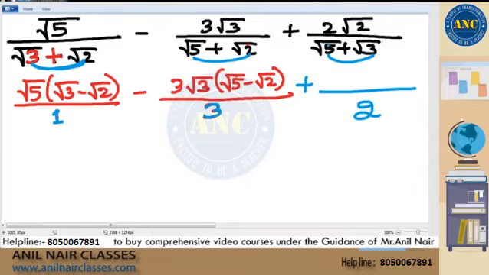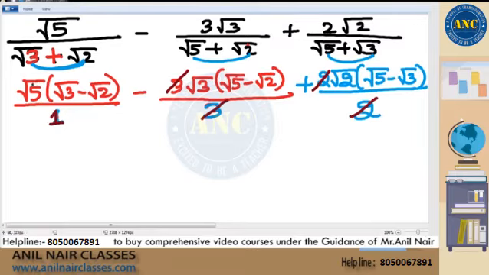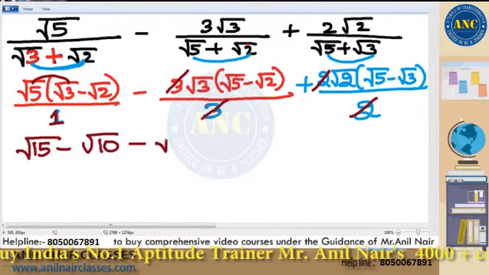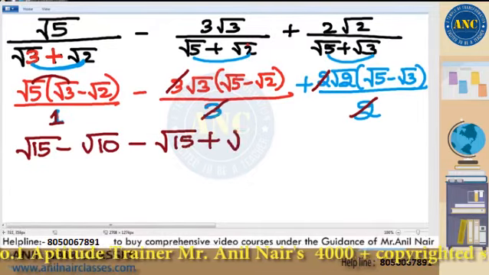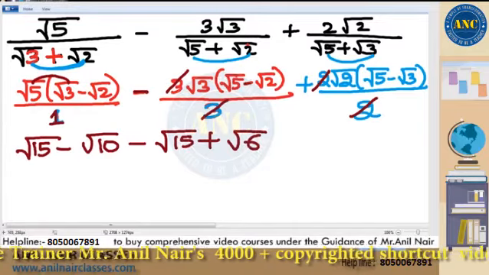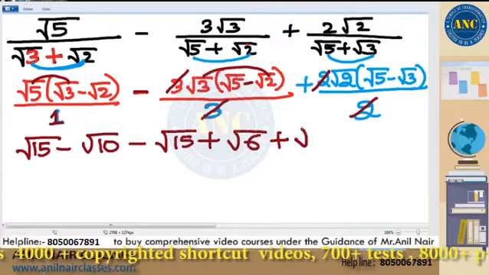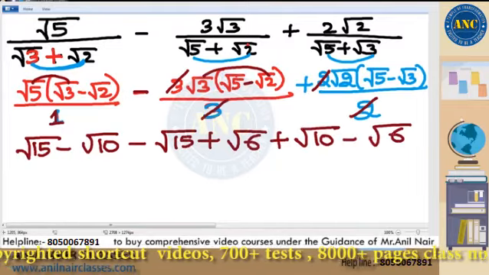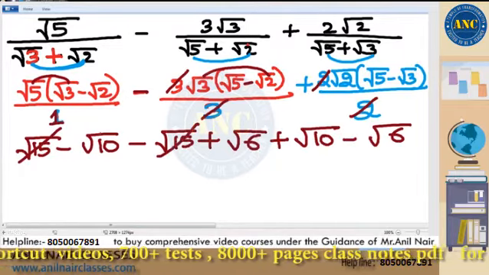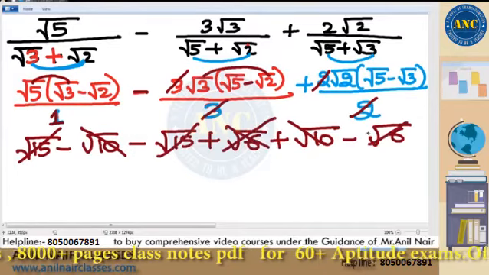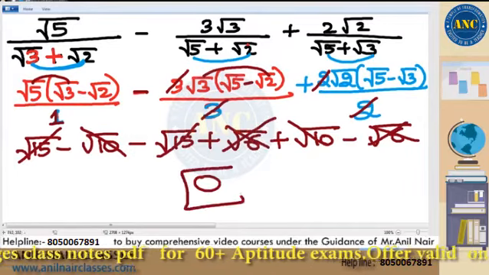So here the numerator is 2 root 2 already present. You multiply the rest. Root 5 into root 3 is root 15. Minus root 10, minus again root 15, plus root 6. I believe it is clear. Minus into minus is plus, root 3 into root 2 is root 6, plus root 10, minus root 6. What are you left with? Root 15 cancels, minus and plus root 10 cancels, minus and plus root 6 cancels. You are left with nothing, which is nothing but 0.